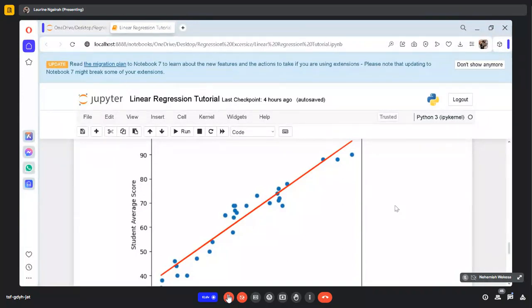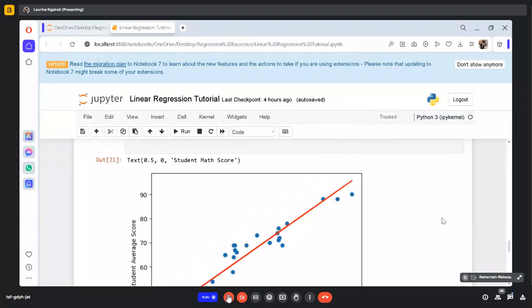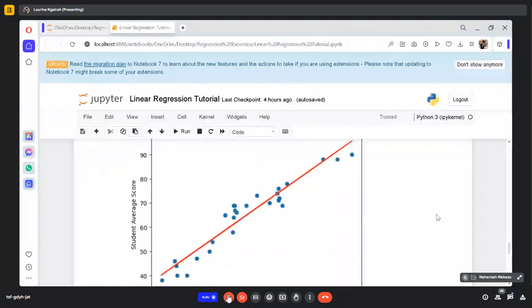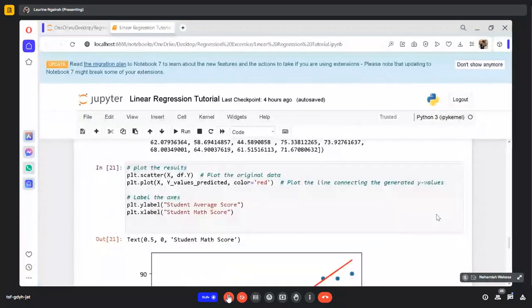Ibrahim, yes. This line of best fit is normally drawn from the predicted value. So it is not normally from the data itself, but from the value we predict. The model tries to fit a line from the value it predicts itself. It is not normally from the real data itself.